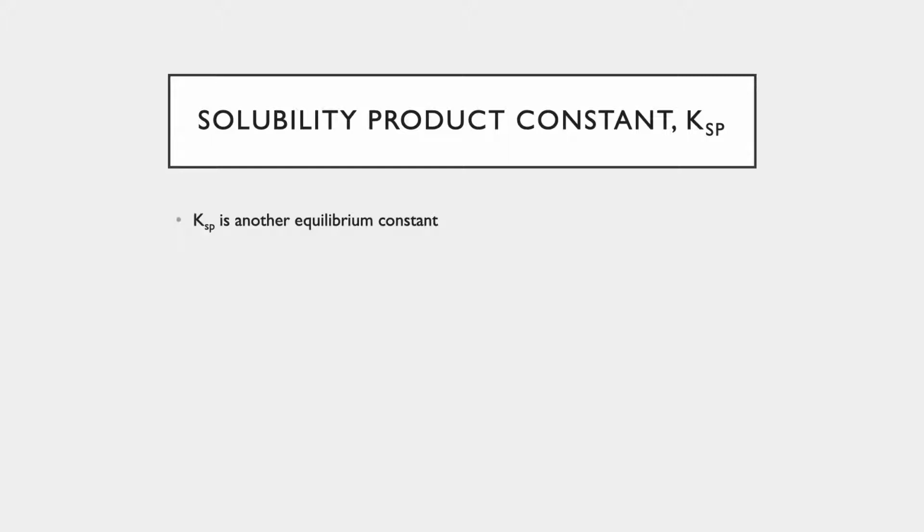So as a starting point, we're going to talk a little bit about KSP in terms of what it is. You'll sometimes hear it called the solubility product constant, but since it is a capital K, it is just another equilibrium constant. And what it pertains to is when you take an ionic solid and you put it in water to break it apart to its ions. That's the type of reaction that KSP corresponds to.